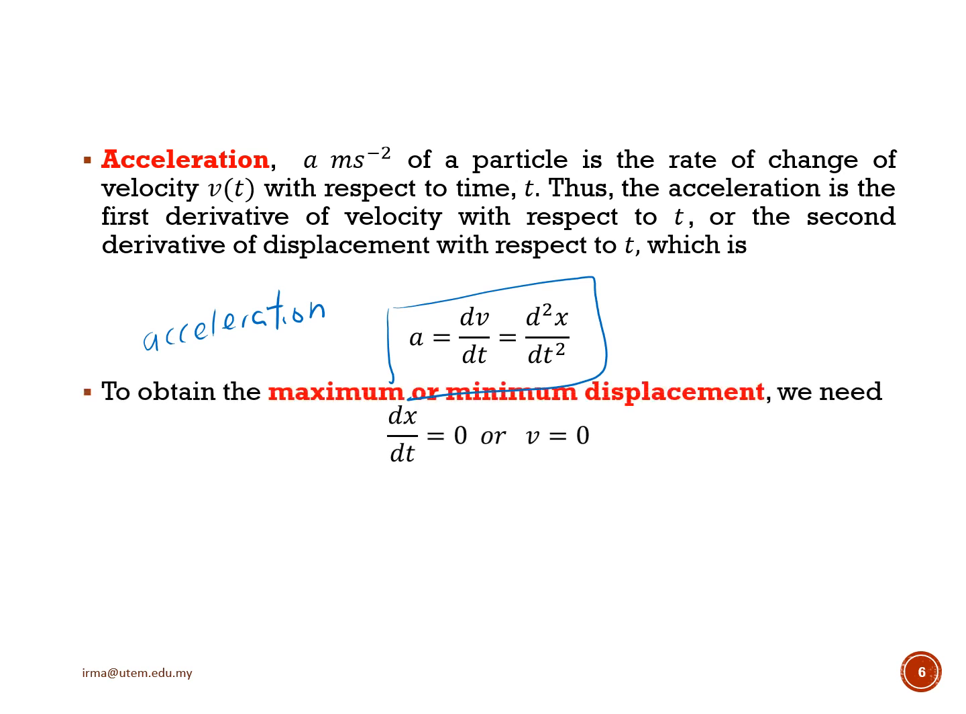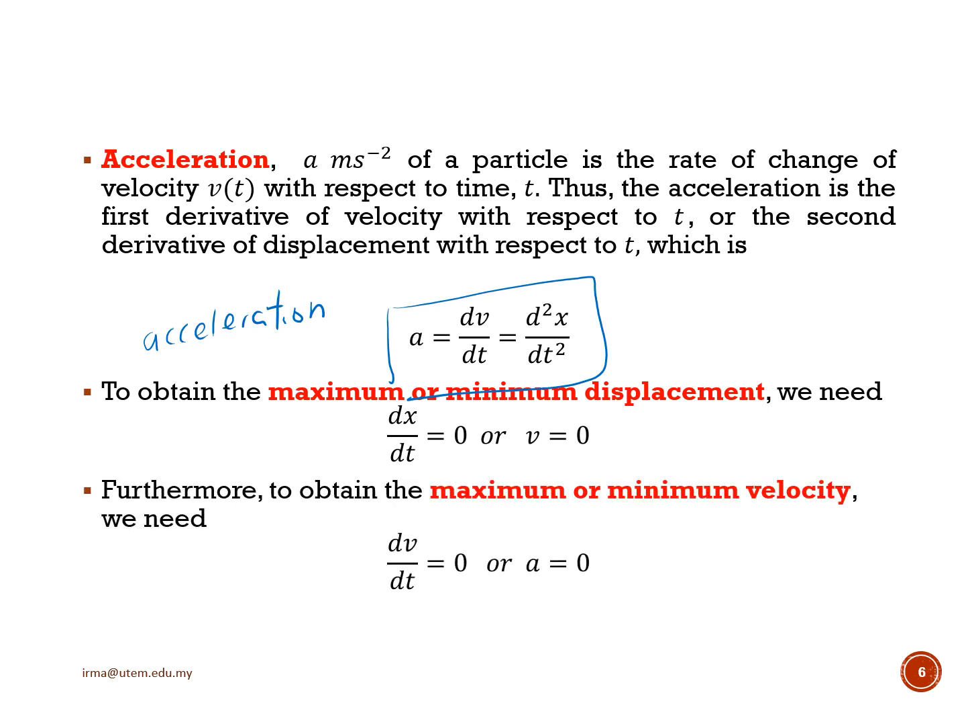So to obtain the maximum or minimum displacement, we need to have dx/dt equal to 0, or v equal to 0. And furthermore, to obtain the maximum or minimum velocity, we need to have dv/dt, or a, equal to 0.